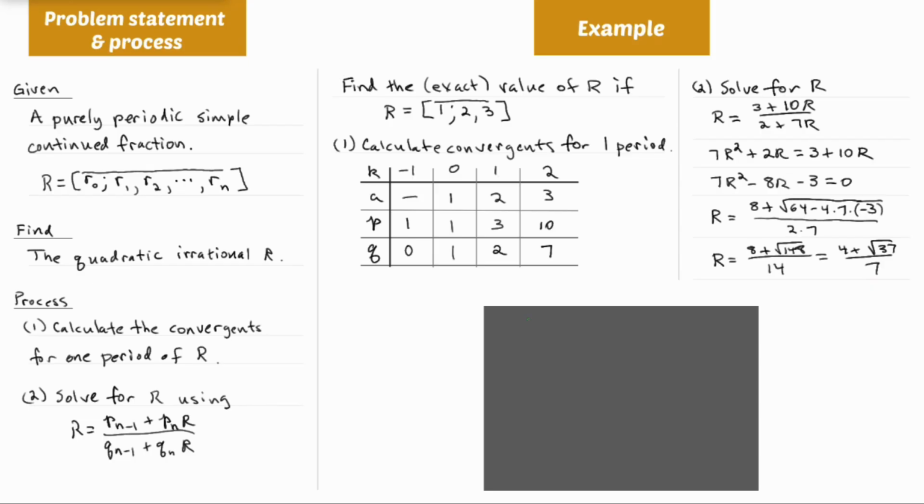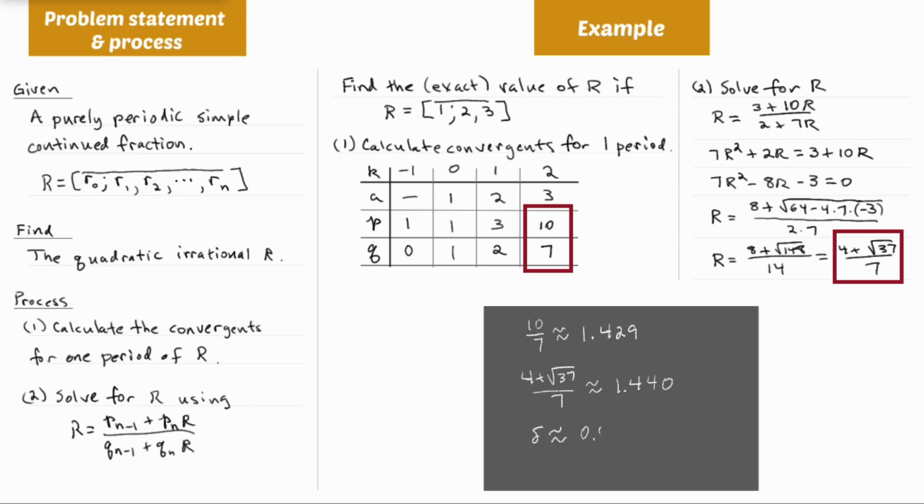We can check our work. A way to become confident our result is correct is to compare the convergents with the solution. For example, we can compare this convergent, 10 over 7, with this value. They're pretty close. 10 over 7 equals about 1.429, and 4 plus the square root of 37 over 7 equals about 1.440. They differ by just over a hundredth. This builds confidence we didn't make a mistake. We could calculate more convergents and see that they get closer and closer.